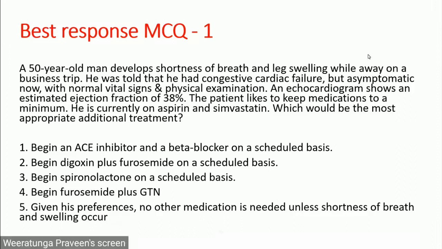Remember, you have to start drugs which have a mortality benefit. At the moment, you don't need to put a diuretic in because there are no symptoms. But obviously, if the patient develops symptoms, you have to put a diuretic in. So the best answer is you have to select drugs which have a mortality benefit in heart failure with reduced ejection fraction. ACE inhibitor and beta blocker would be the best answer. Digoxin and furosemide doesn't make sense. Spironolactone, possibly, but again, ACE inhibitor and beta blocker is the best answer here.